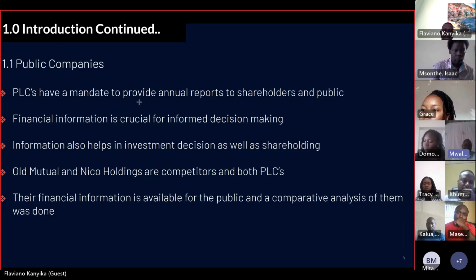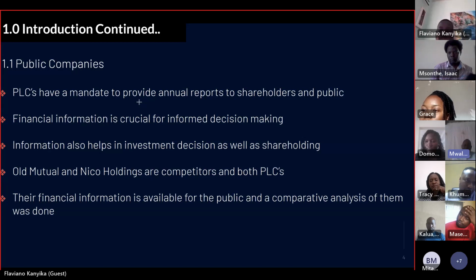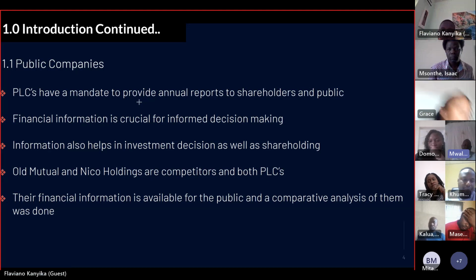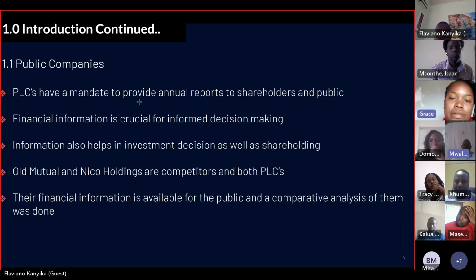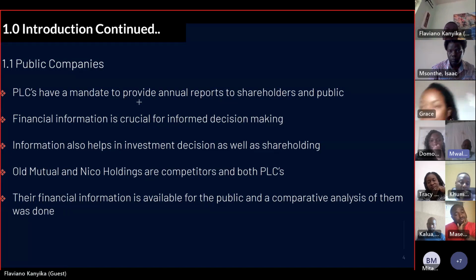Since we have already highlighted that these are public firms, they are mandated to provide annual reports to shareholders and the public, which information is crucial for decision making. So these 2 companies operate in the very same industry, which has the very same environment.